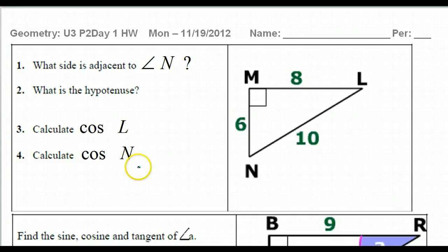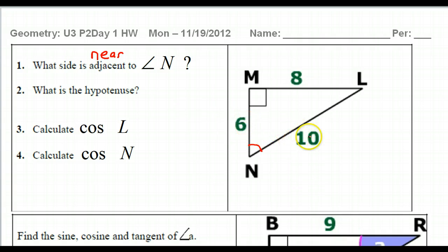This lesson is about using tangent, sine, and cosine to find unknown sides of a triangle. But let's start out here. What side is adjacent to angle N? Okay, so here's angle N right here. Adjacent means right next to. So we're looking for the leg that is near.